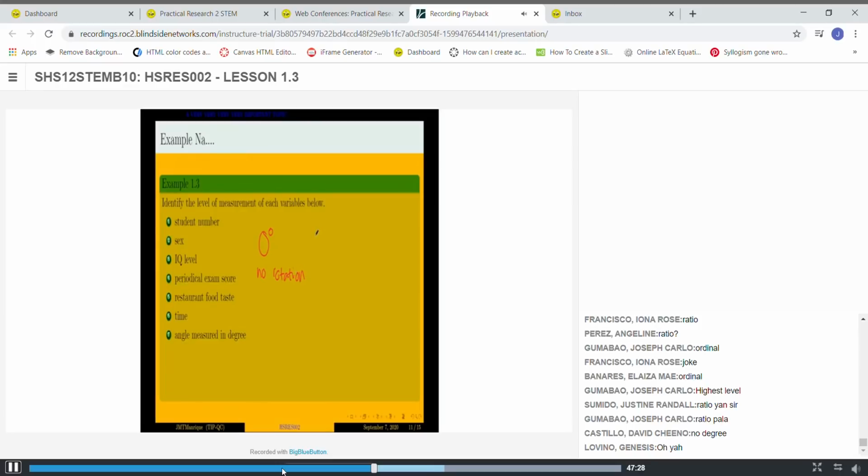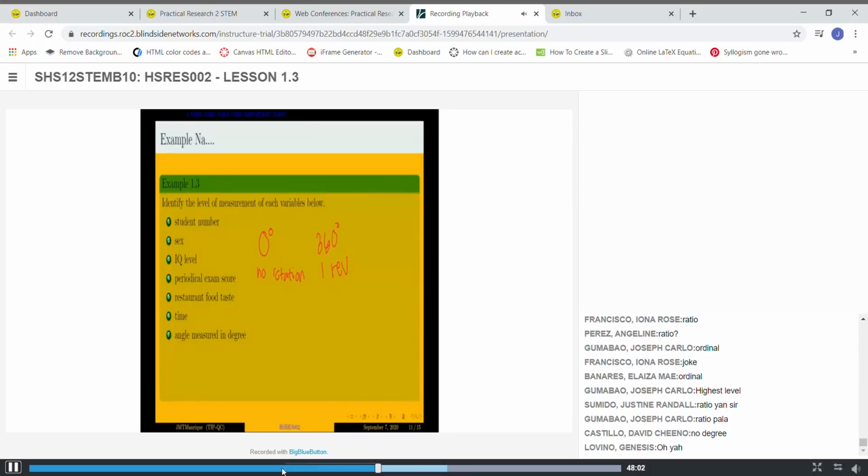Eh sir, di ba parehas lang yung 360 degree at saka 0 degree? They are not the same. They may be coterminal, but they are not the same. Parehas yung sine and cosine value nila, pero hindi ibig sabihin nun is parehas sila in specific nature. Pag sinabing 360 degree, this is one revolution. Nagkataon lang na coterminal si 0 at saka si 360.